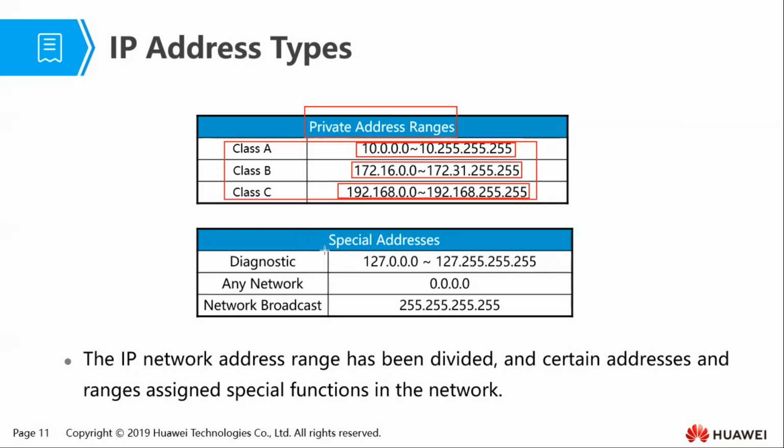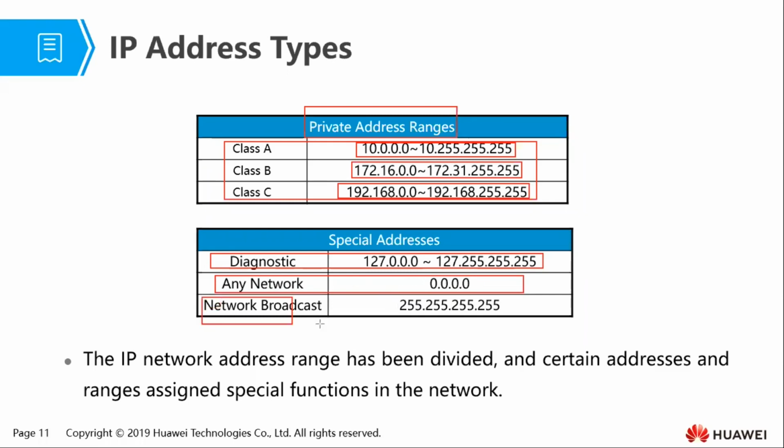Then we have other special addresses. One of them is called the diagnostic range. Remember the 127 that we had left out is used for troubleshooting. Then the very first address that we had left out, it's called the any network address. So when we learn about routing, you're going to see how the any network address is used.